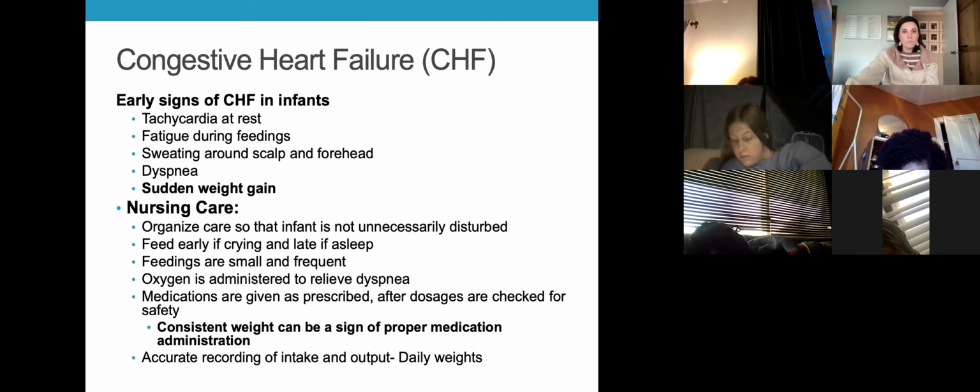We're going to do accurate I&Os and then those daily weights so that we can assess our therapies.